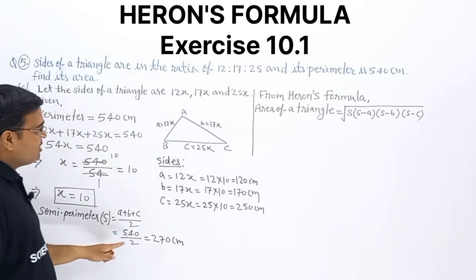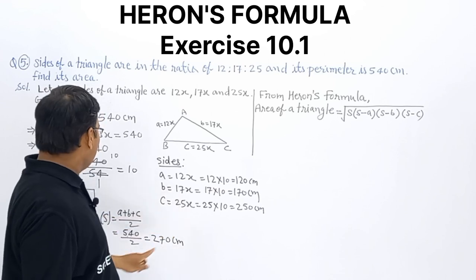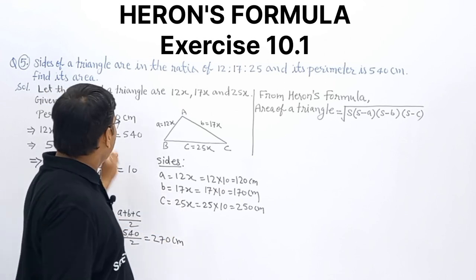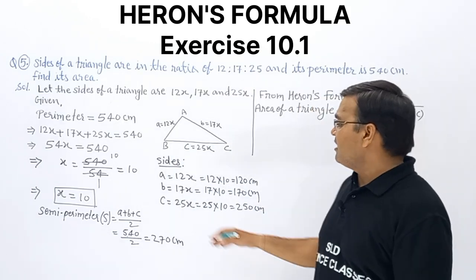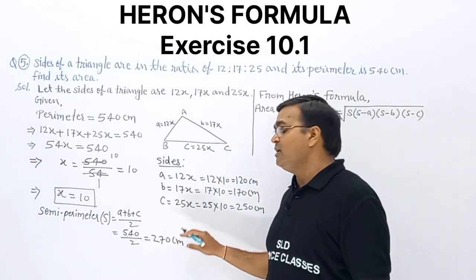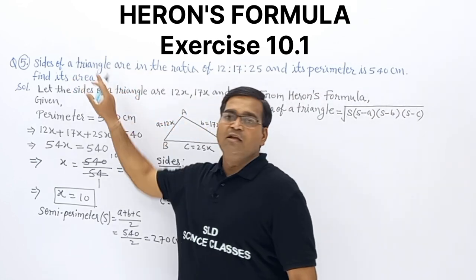Perimeter is in centimeter, which means the ratio is given, so all sides will be in centimeter, and the semi-perimeter will be 270 centimeter. Observe again what we are doing. We want the area.